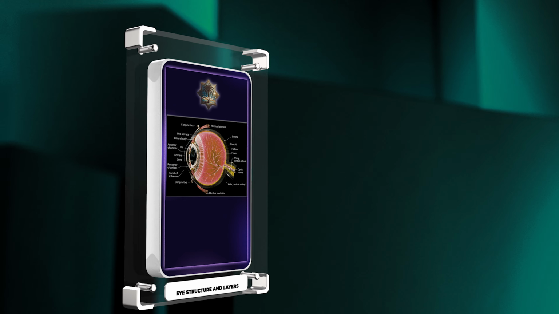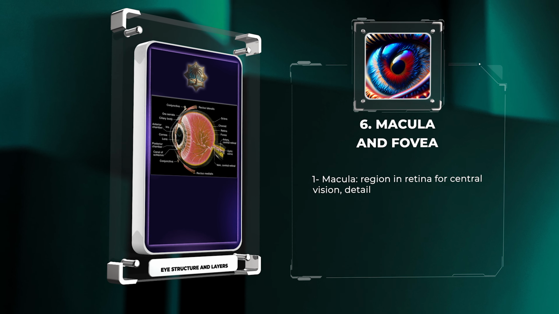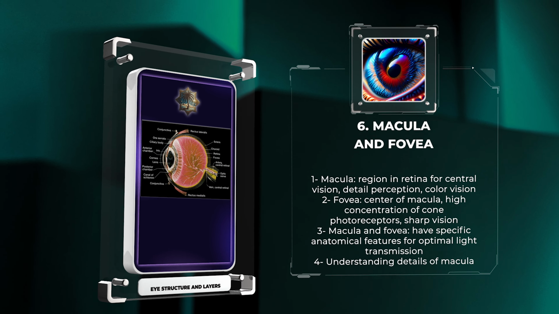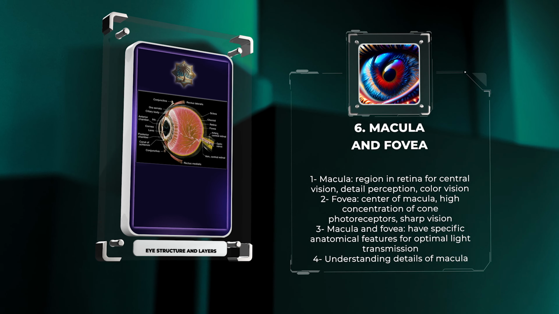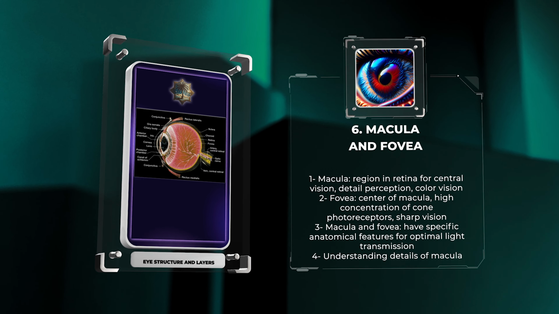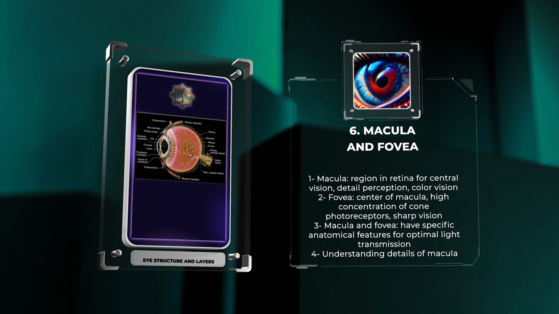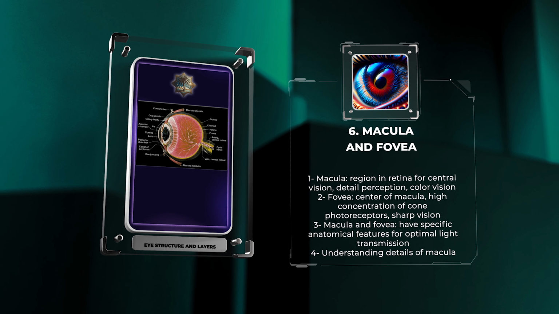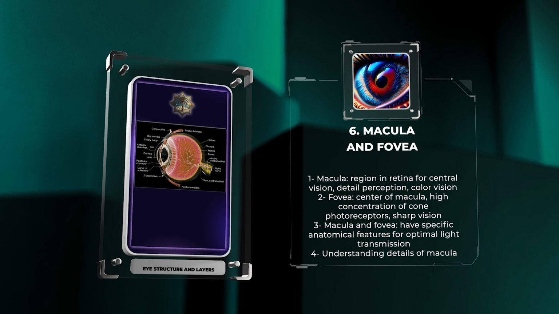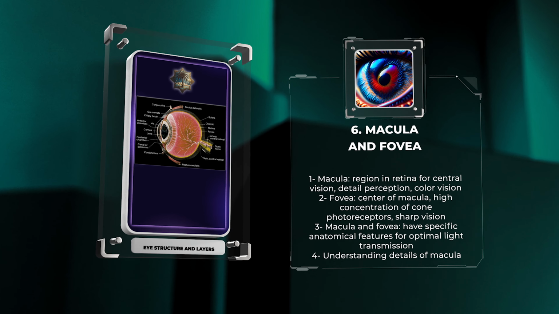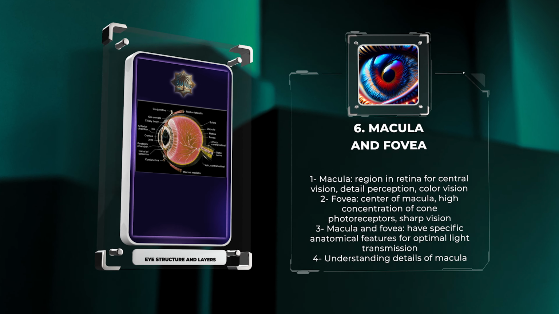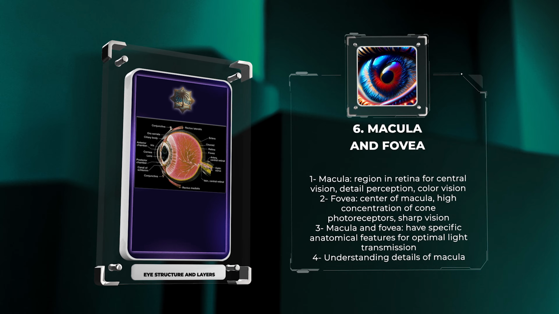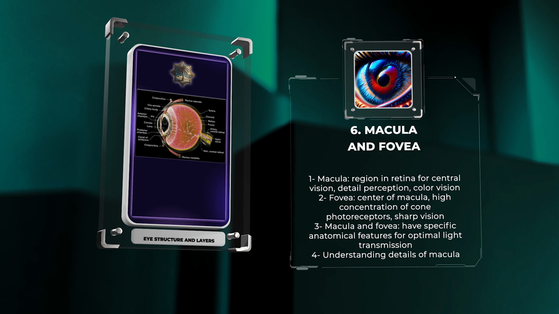The macula is a region in the retina that helps with central vision, detail perception, and color vision. At the center of the macula is the fovea, which has a high concentration of cone photoreceptors and provides sharp vision. The macula and fovea have specific anatomical features that optimize light transmission to the photoreceptors. Understanding these details is important for diagnosing and treating conditions like macular degeneration and macular holes.